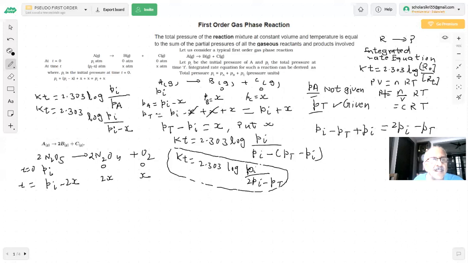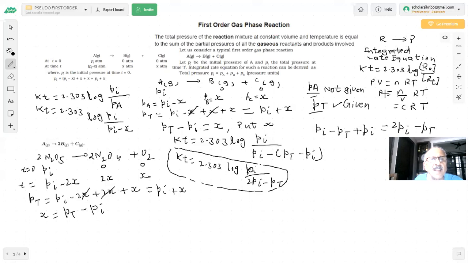What will be the total pressure? The total pressure is equal to the sum of the partial pressures, which is equal to Pi minus 2x plus 2x plus x. So this will get cancelled, and what you are getting is Pi plus x. Therefore, this is my total pressure. Then what is the value of x? Pt minus Pi.